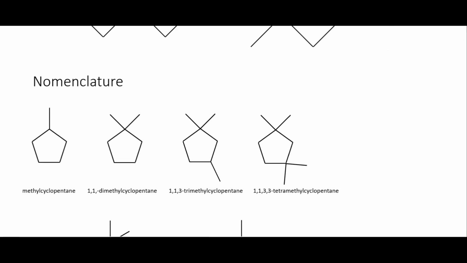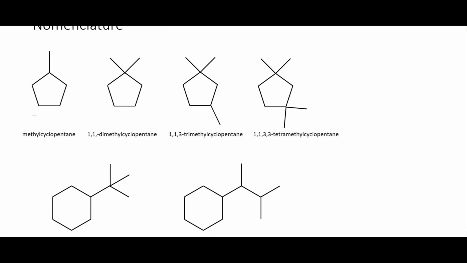Before we get into that kind of stuff, we once again have to get a little bit of nomenclature out of the way. As we saw before, if we just have the non-substituted ring, then we just call it cyclopentane. But if we put some substituents on, so we have now a methyl group on here, this is methyl cyclopentane.